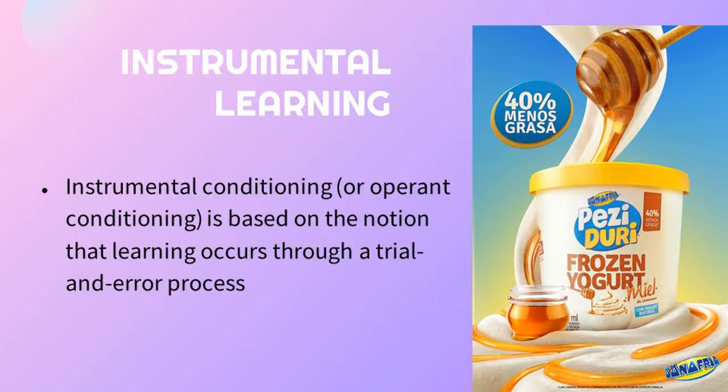Instrumental or operant learning is based on the notion that learning occurs through a trial and error method, with habits formed as a result of rewards received for certain responses or behaviors. Just like classical conditioning, instrumental conditioning requires a link between a stimulus and a response. However, in instrumental conditioning, the stimulus that results in the most rewarded response is the one that is learned.